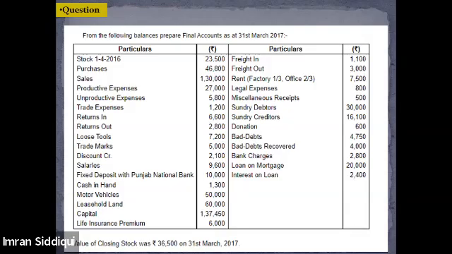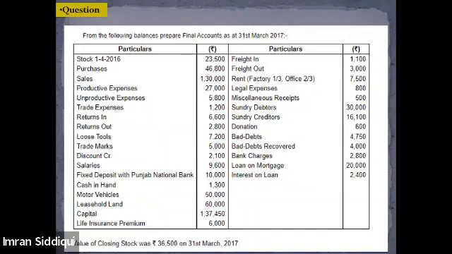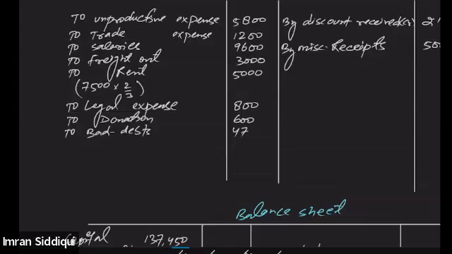Apart from this, we have bad debts. Bad debt is an expense, an indirect expense. Bad debts. The amount of bad debt was 4,750. All right.